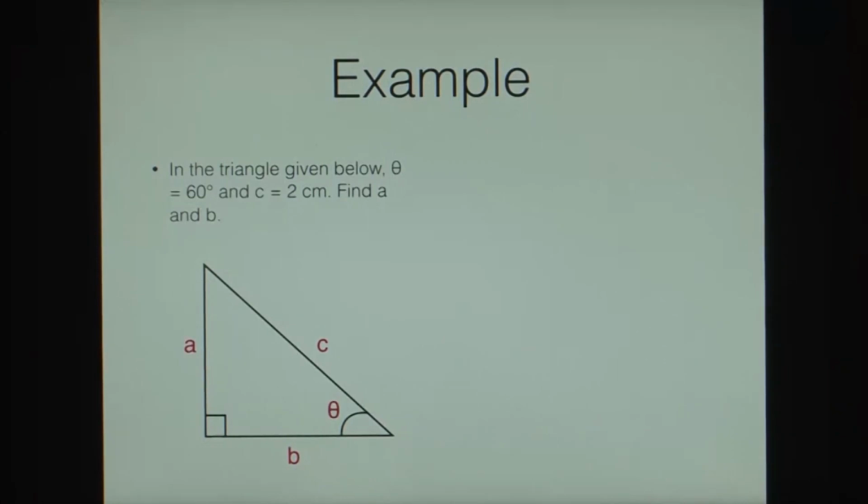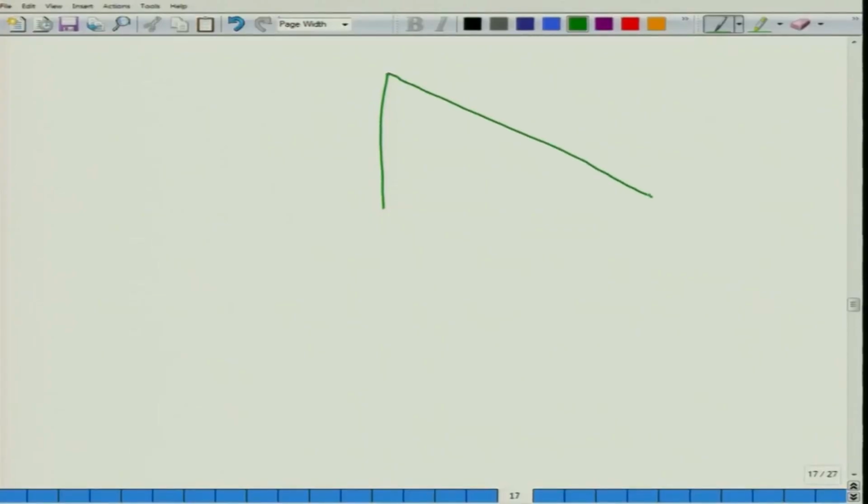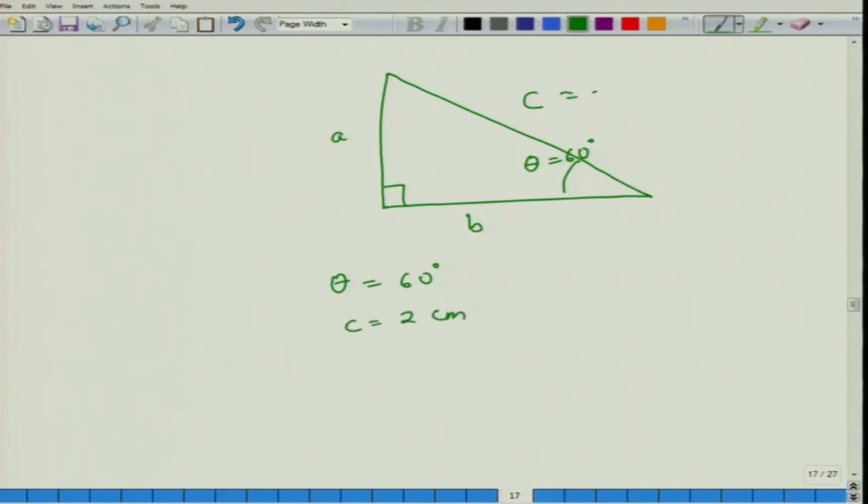In the triangle given below, theta is 60 degrees and C is 2 centimeters. Find A and B. So, let us solve this question. So, we have a triangle where this theta is given to be 60 degrees, this is 90 degrees. Now, we are given that theta equals 60 degrees and C equals 2 centimeters. This is 2 centimeters.